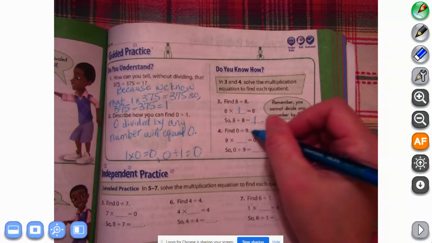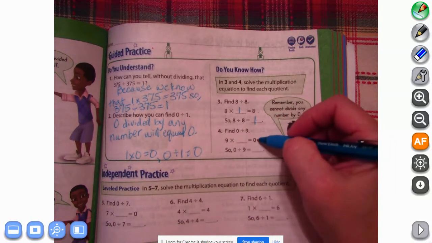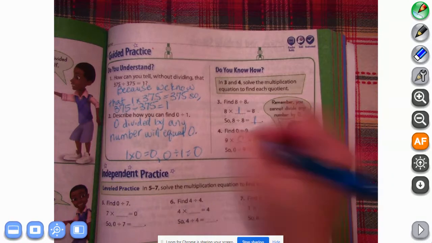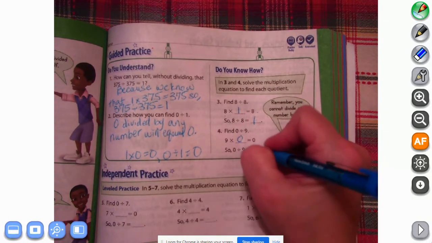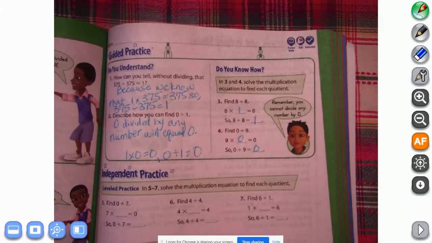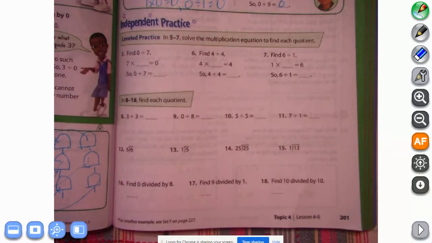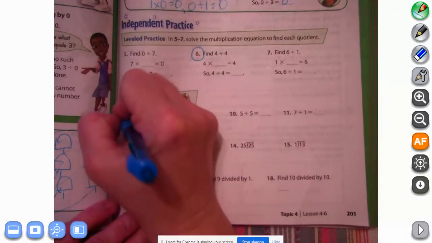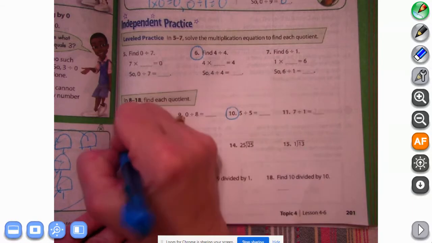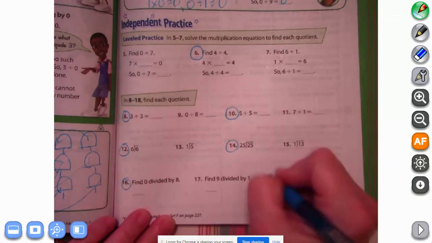Find 0 divided by 9. 9 times what number will give you 0? 9 times 0 will give you 0. So 0 divided by 9 equals 0. Now hopefully this won't be too hard. Hopefully this will be really easy. Let's go ahead. We're going to do all of the evens on this lesson. So let's circle 6, 8, 10, 12, 14, 16, 18.